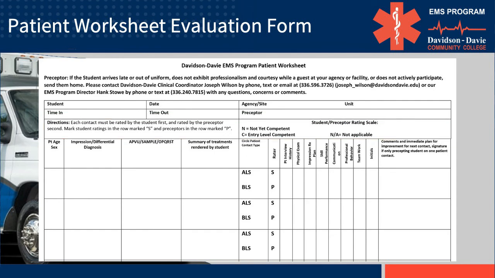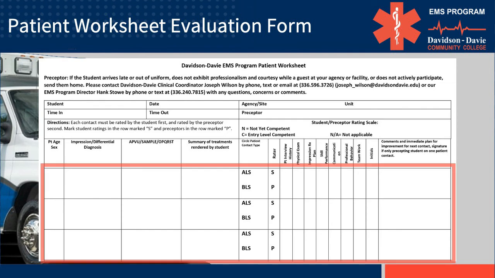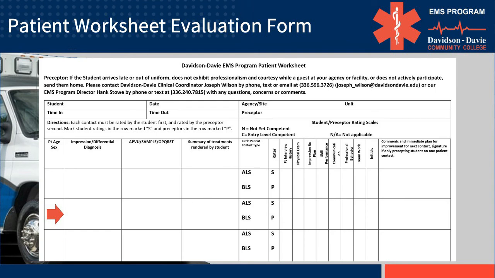At the conclusion of each patient encounter, the student should first evaluate his or her performance on the EMS program patient worksheet, followed by the preceptor's evaluation of his or her performance. This will allow the preceptor to assess the accuracy of the student's self-evaluation prior to providing constructive feedback regarding the process of self-evaluation. Every patient interaction should be evaluated. The student should mark their self-evaluation ratings in the row labeled S. The preceptor should document their rating of the student in the row marked P.